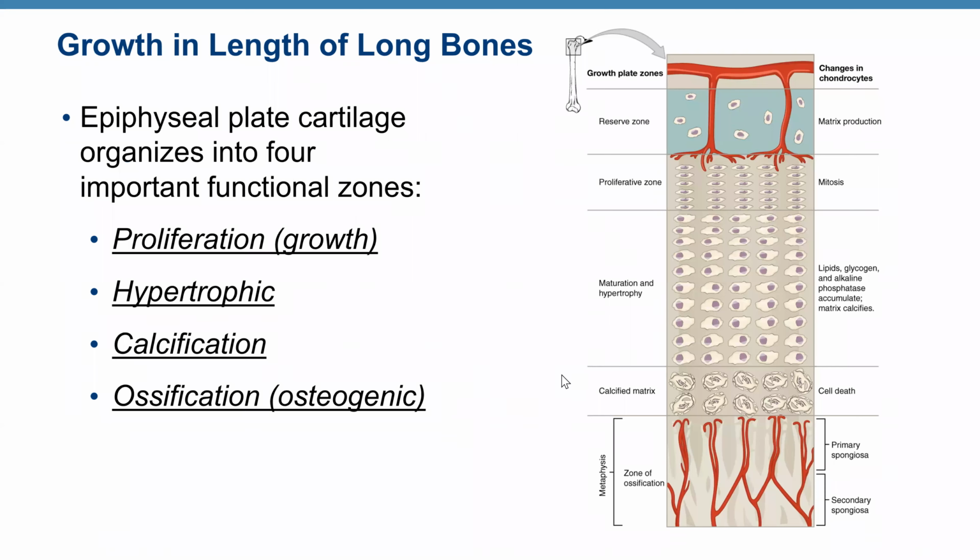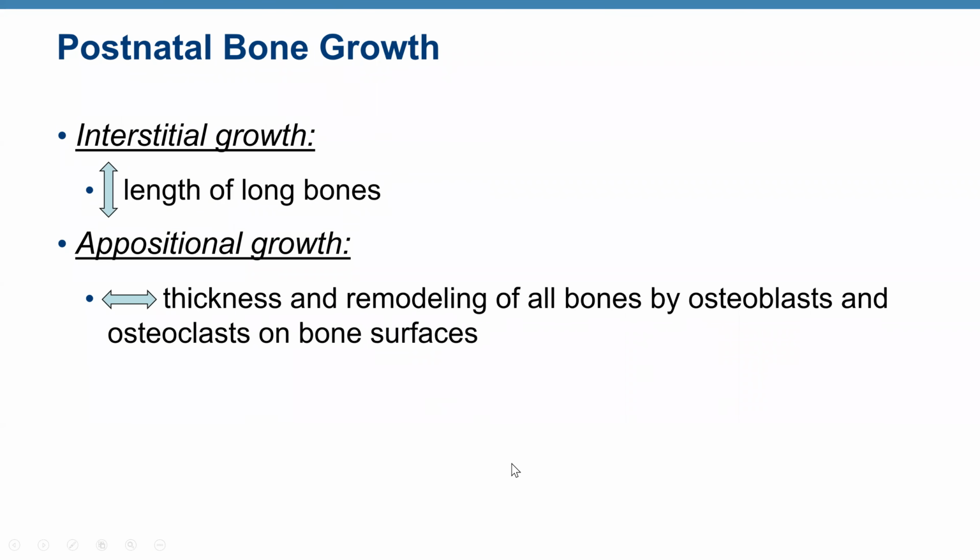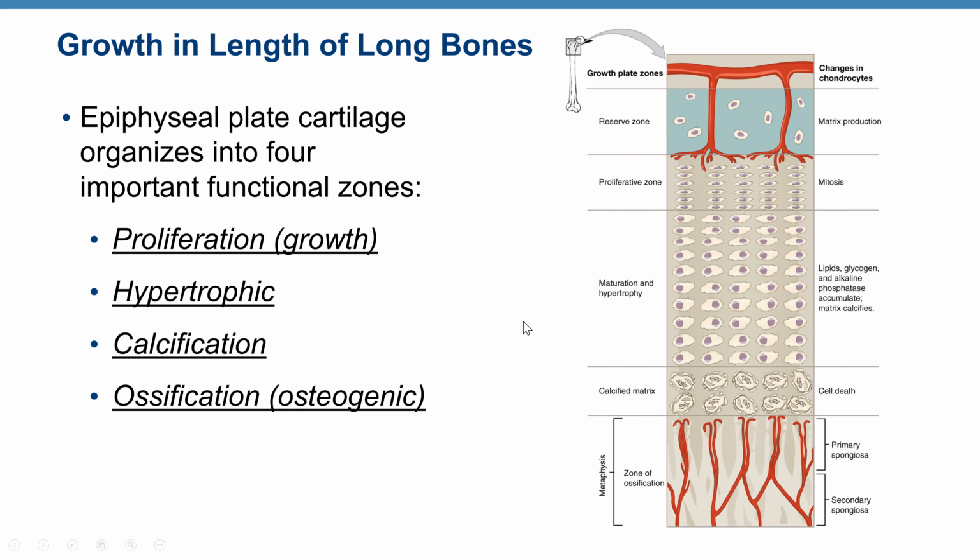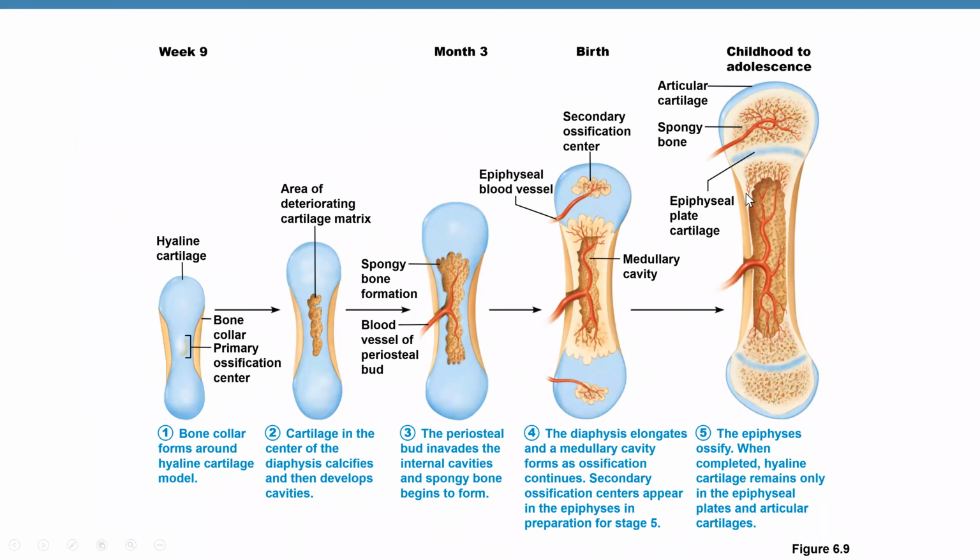So we will talk about interstitial growth over here. Now, interstitial growth happens inside this epiphyseal plate. For the bone to become longer, we have this cartilage inside the epiphyseal plate that will divide and increase the length of a bone, and then the cartilage will be replaced by bone, similar to endochondral ossification, right?